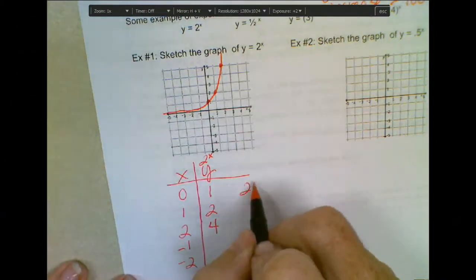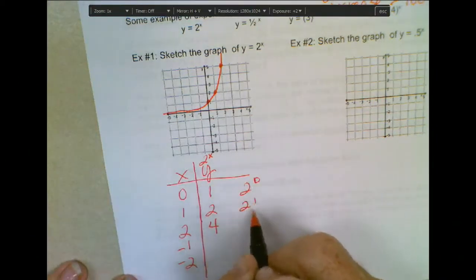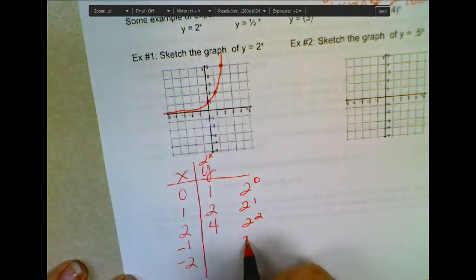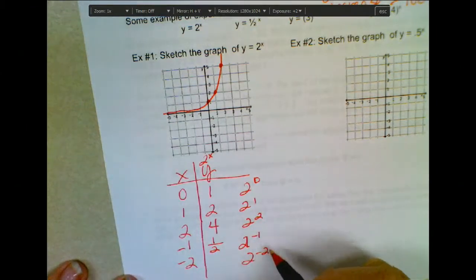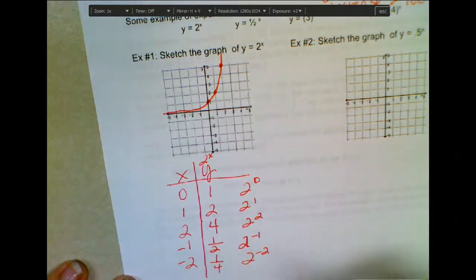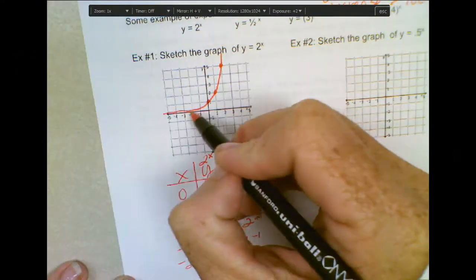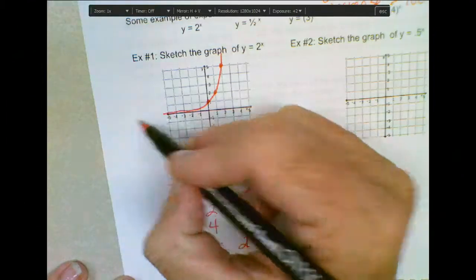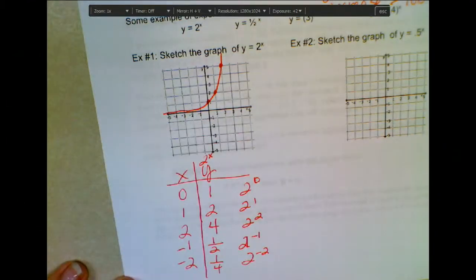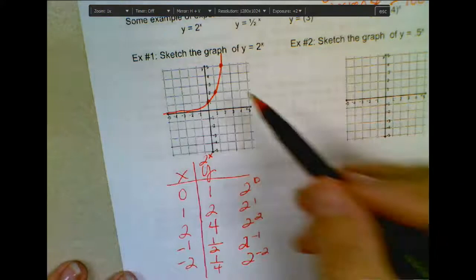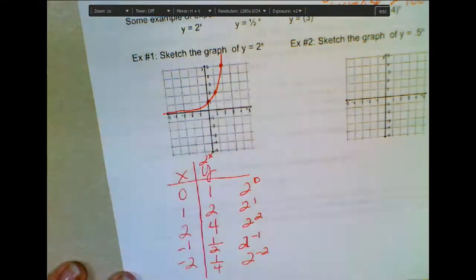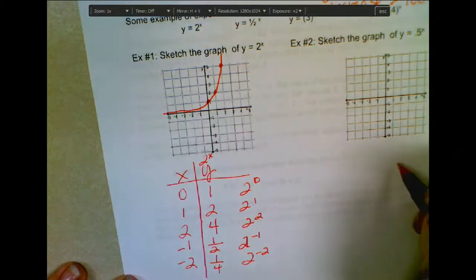So even if we have, this is 2 to the 0 power, 2 to the first, 2 to the second. 2 to the negative first is actually 1/2. 2 to the negative second, because of course we know the exponents, when they have a negative exponent, it means reciprocal, so it means 1/2 squared. So that would be 1/4. So that point is way over here, and really close, and as it goes to the left, it's going to get closer and closer to the x-axis, but it's never actually going to touch it. Okay, so this is a typical exponential function graph.